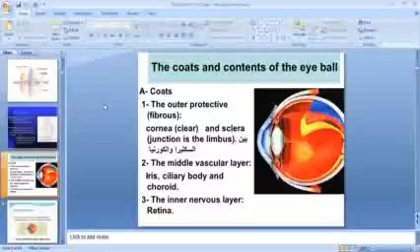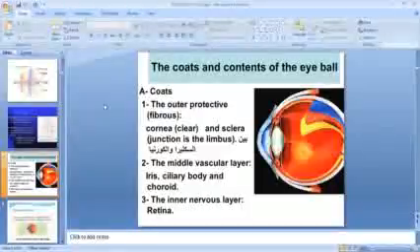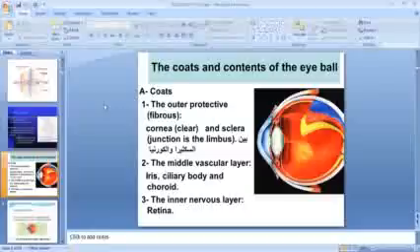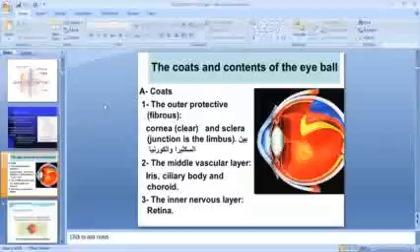The second layer is the middle vascular layer, and it has three parts: iris, ciliary body, and choroid. The third coat is the inner nervous layer, which is known as the retina. So here completes the anatomy of the eyeball. In the next lecture, we will discuss the different coats of the eyeball.